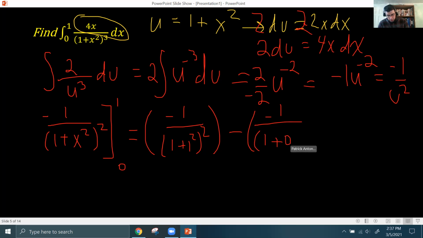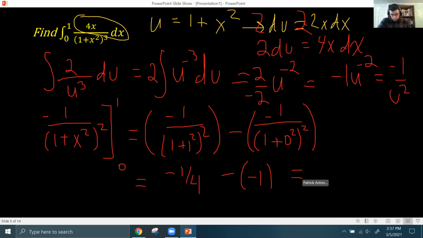And the denominator here in the first one, 1 plus 1 squared is 2, 2 squared is 4, so that's negative 1/4, minus, now right here you'd have negative 1 over 1 squared, which is negative 1, so it's minus negative 1. So essentially we have negative 1/4 plus 1, which is 3/4. So I'm going to write 3/4 up here as our answer.